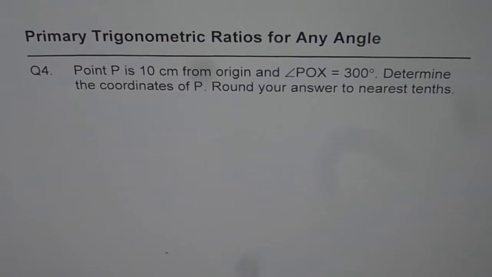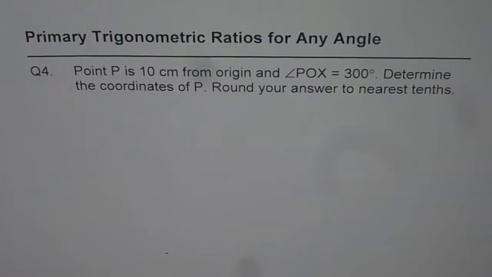Primary trigonometric ratios for any angle. Question 4. Point P is 10 centimeters from origin and angle POX equals 300 degrees. Determine the coordinates of P. Round your answer to the nearest tenth.